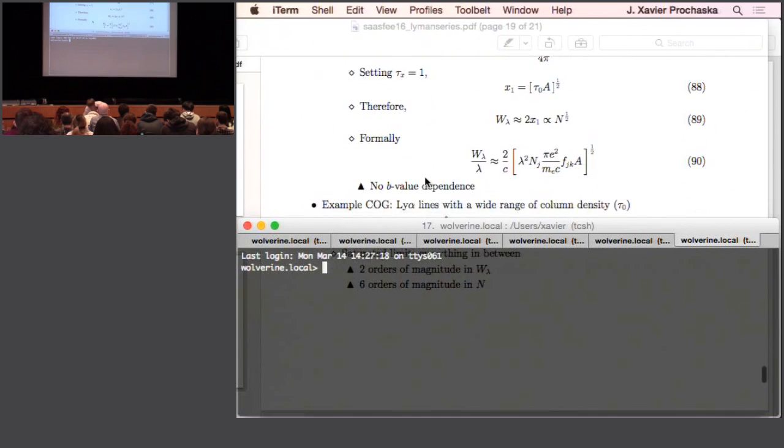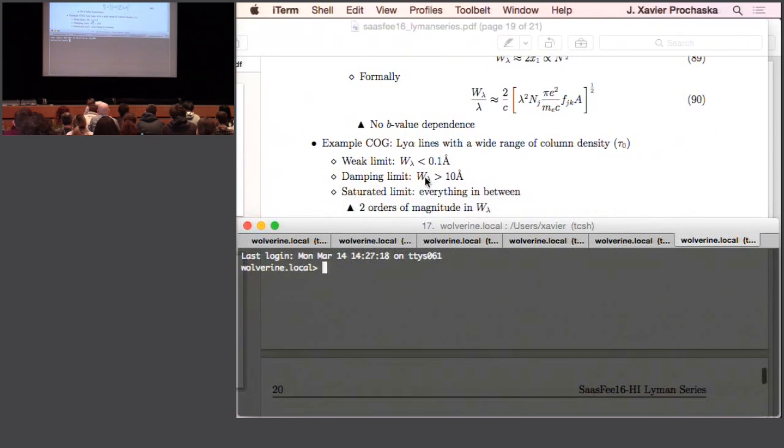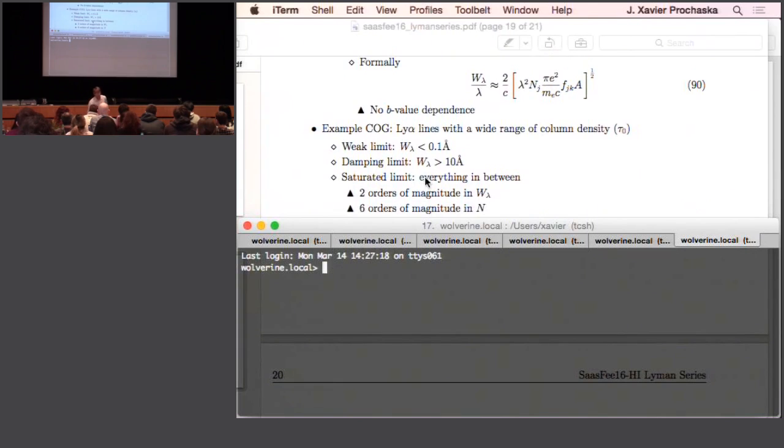So putting that all together, there it is formally. In the weak limit, you should hold in your head an equivalent width of order 1/10 of an angstrom or less. The damping limit is beyond 10 angstroms, and the saturated limit, where you have very little sensitivity to the column density of the gas, is everything in between. That's 2 orders of magnitude. The in-between is really just 2 orders of magnitude of equivalent width for 6 orders of magnitude of column density.